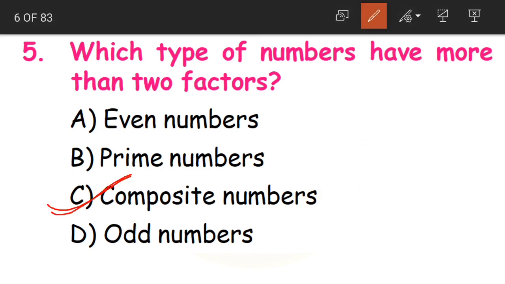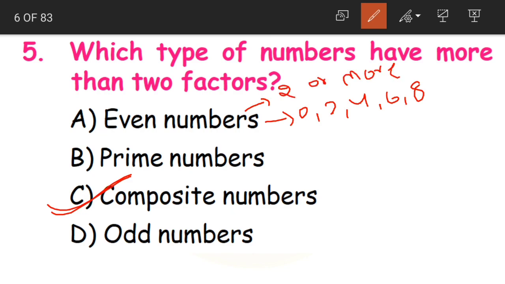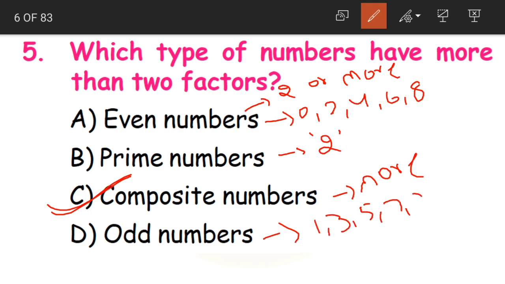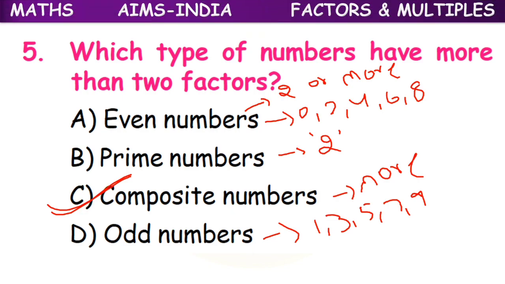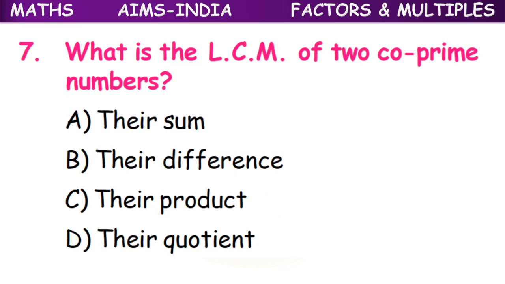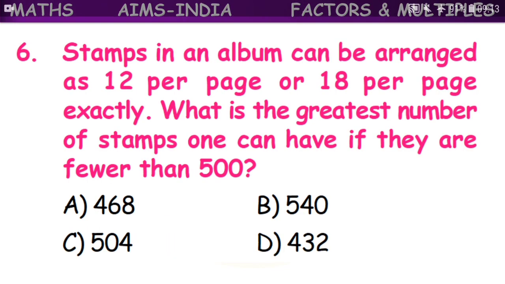Option C, composite numbers. Even numbers have 0, 2, 4, 6, 8 in the ones place. They can have only 2 or more than 2 factors. Prime numbers have only 2 factors. Composite numbers have more than 2 factors. And odd numbers have 1, 3, 5, 7, 9 at the units place. So what is the correct answer here? Option C, composite numbers. Next question.